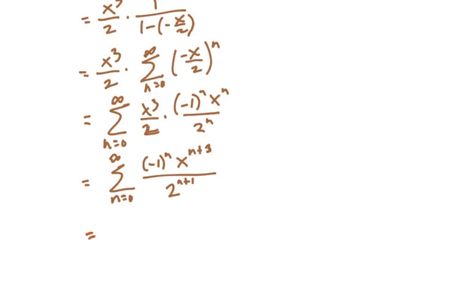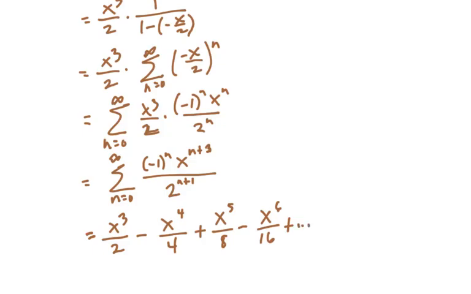So if we use 0, we have a positive x to the third over 2 to the 0 plus 1 is 1, so it's just 2. So then we have minus x to the 1 plus 3 is 4 over 2 to the 1 plus 1 is 2, so that makes 4. And then we have a plus x to the 2 plus 3 is 5. And on the bottom, 2 plus 1 is 3, so 2 to the third is 8. Minus x to the 6th over 16 plus.